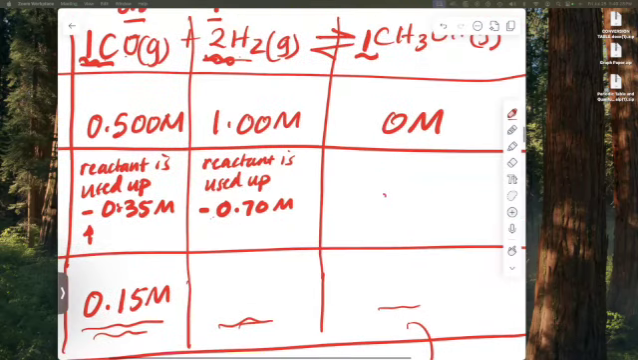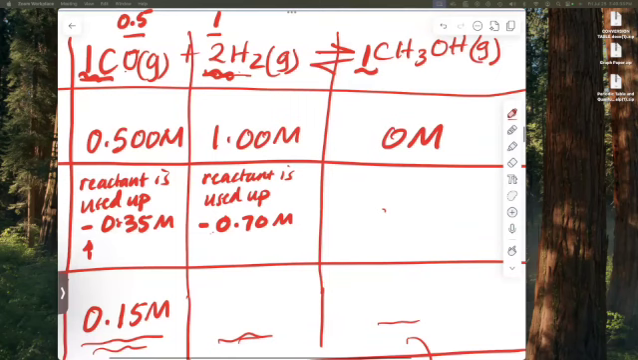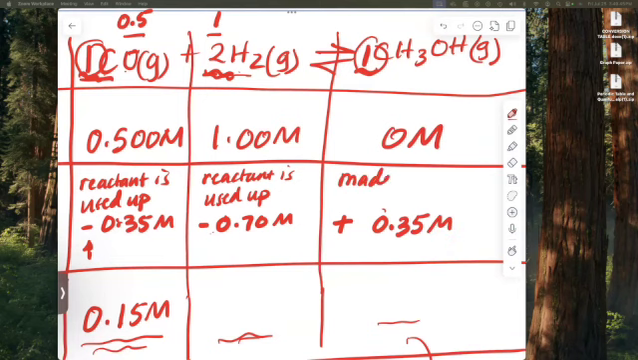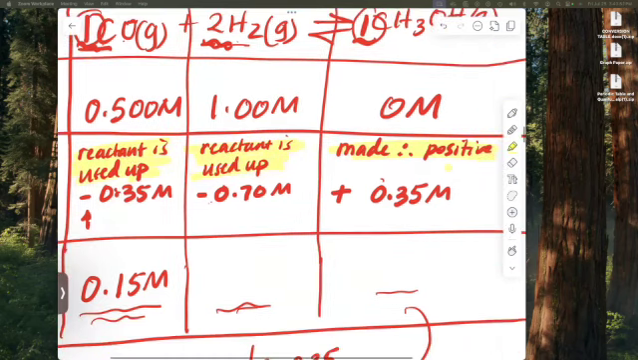Now, in the change, we also have the products. Whatever amount reacts here, the same amount is formed here. So over here, since we are making a product, it will be positive, and it has to match the CO amount, so it'll be 0.35 M. So made, therefore positive. From here on, I'm not going to write these explanations in the table because I have defined that here. Just make sure you go over this part. Don't skip over it, okay?